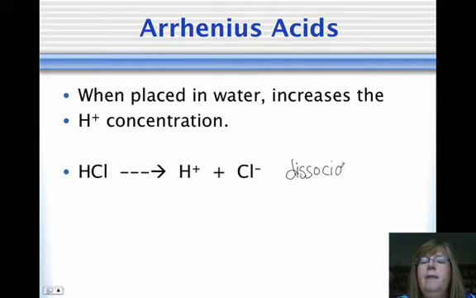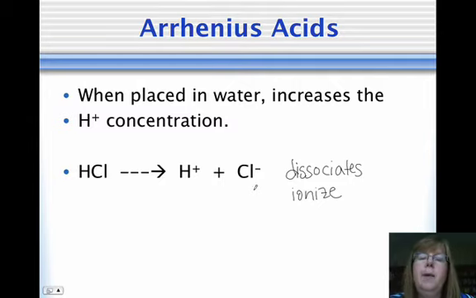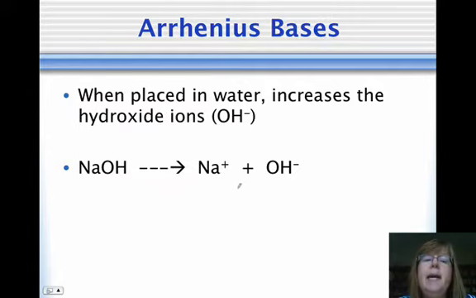And another word for that is that this acid in water will ionize in water. So, it produces ions when you put it in water. And acids make the H+ ion. He defined bases as something that, when you put them in water, increases the hydroxide ion concentration. So sodium hydroxide, when you put it in water, would give you sodium ions and hydroxide ions. And so that was the definition of acids and bases.